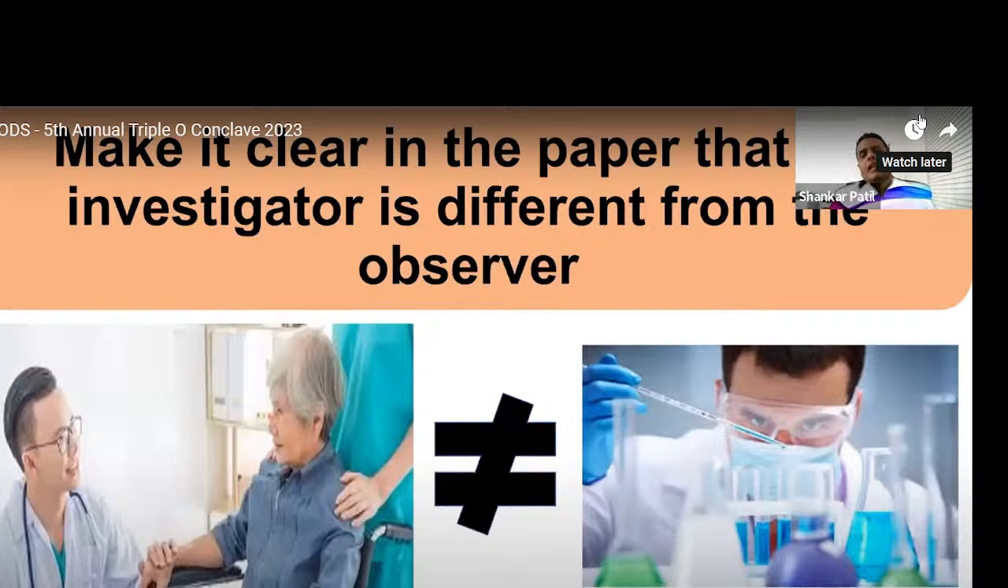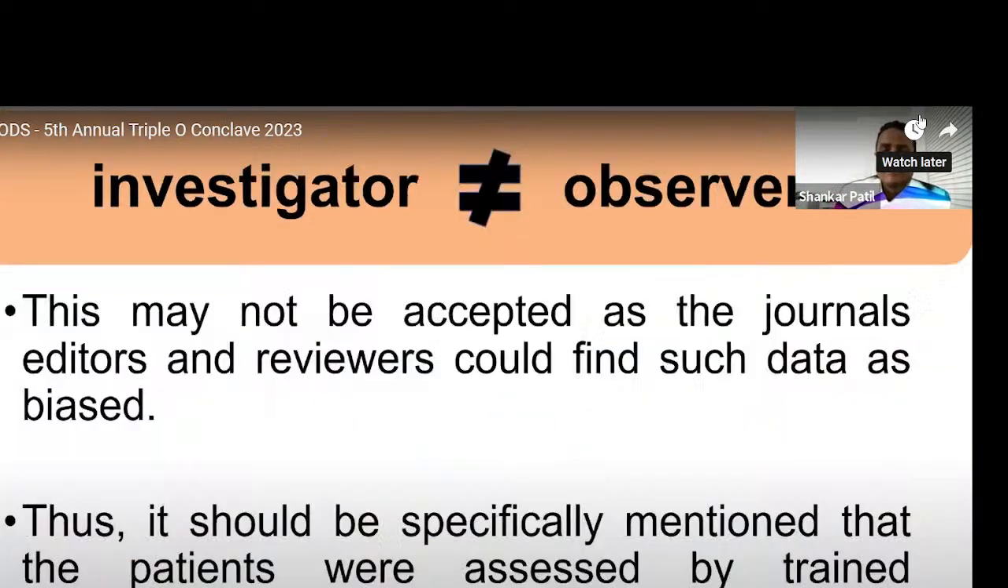Always explain that the observer was different from the investigator. Nowadays the journals look for this, and the observers have to be calibrated, so make it clear in the manuscript. If the investigator is the same as the observer, this may not be accepted, as journal editors and reviewers could find such data biased. There should be no bias at all, because reviewers will look for it. It should be specifically mentioned that the patients were assessed by trained observers who were unaware of the study group's identity. I am talking about clinical trials.